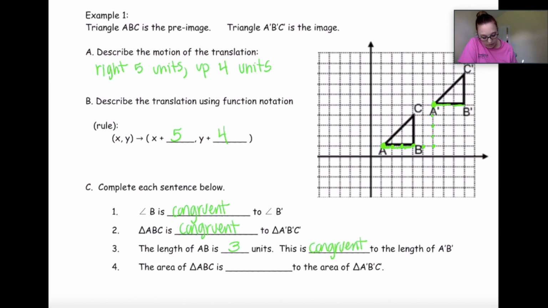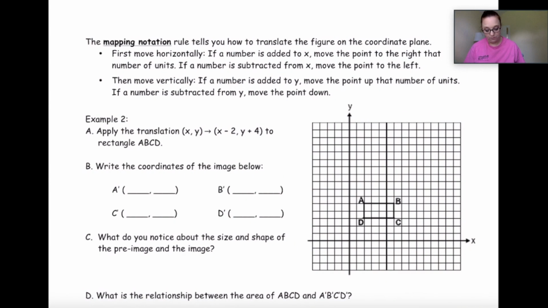to that length. The area of triangle ABC is blank to the area of triangle A prime, B prime, C prime. Congruent again. So they would completely overlap. Okay, let's go to the next page.